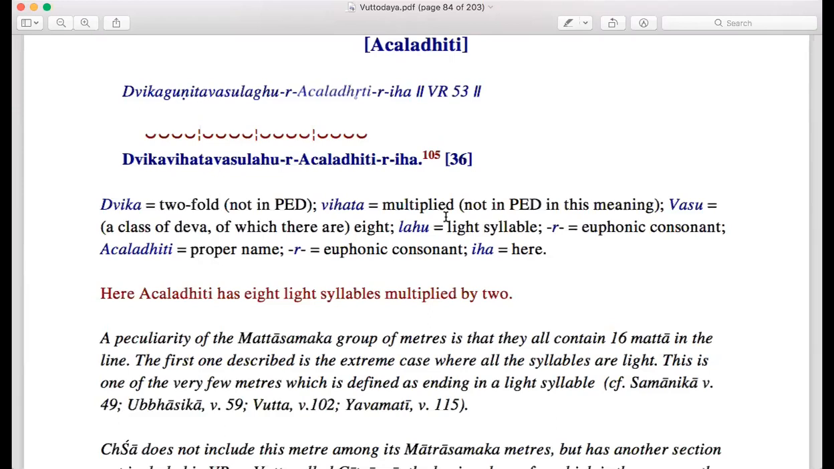So here actually this is not Dika Vihata Vasu Lahu Achaladhiti. This is not a clearly defined place to insert R. And also in the second place, Achaladhiti Iha, R is not clearly defined to be inserted, because after Achaladhiti or before Iha, such a definition, such an explanation is not there in the grammatical texts.